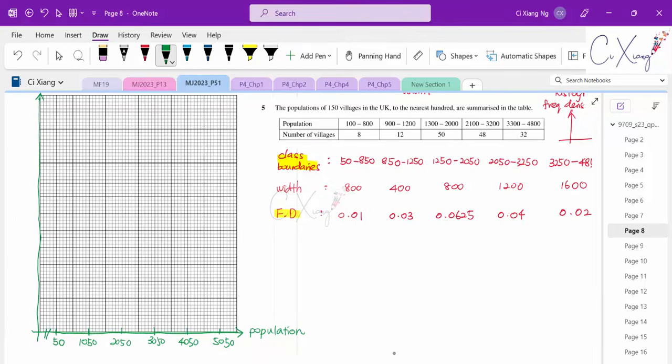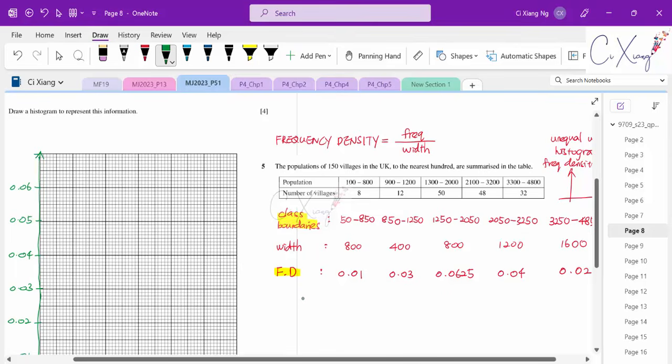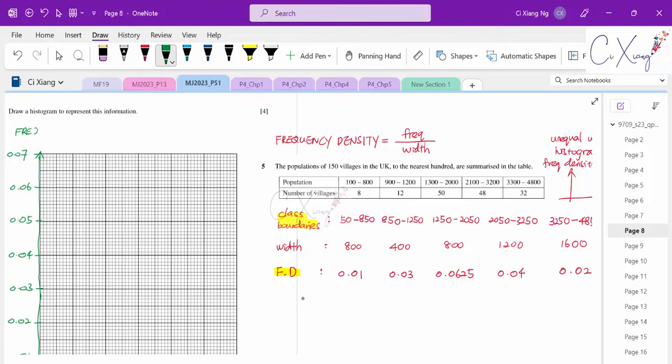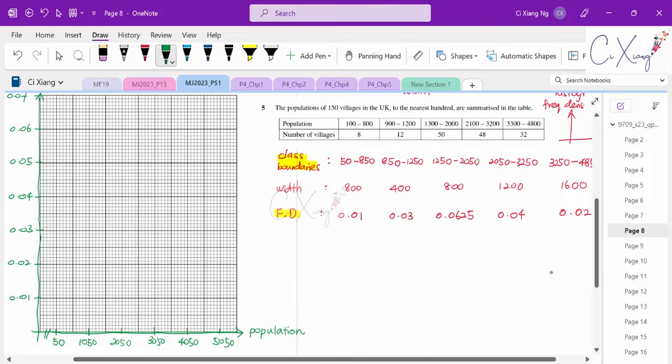So I think for the frequency density here, I can make every 2 units 0.01. So I'm having 0.02 here, then 0.03, 0.04, and so on. Okay, so this one is 0.07. And then don't forget to label the y-axis, which is frequency density. Okay, so we can start sketching the histogram now.